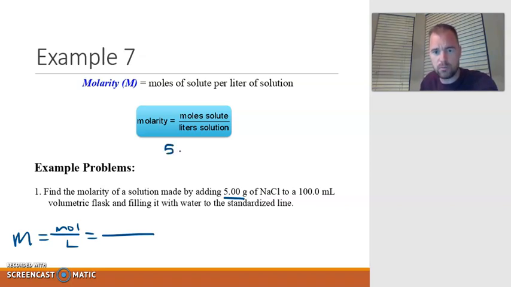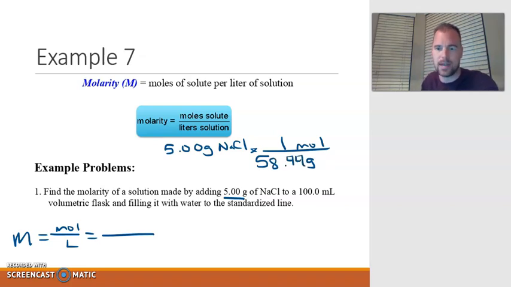This is review from topic 2. If I have 5 grams of NaCl and I want to convert that into moles, I would use the molar mass, and I would set it up just like this. So 1 mole of NaCl has how many grams? For time's sake, I'm going to write the molar mass for NaCl down. It's 58.44.